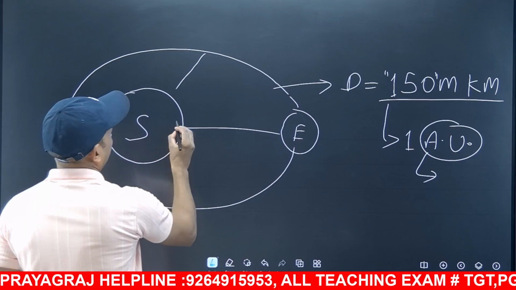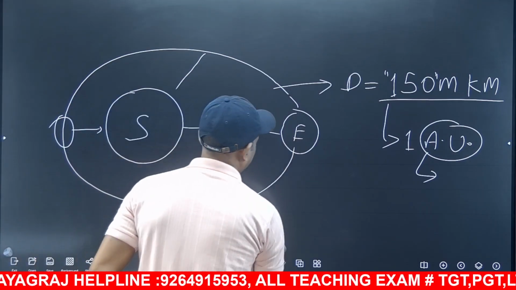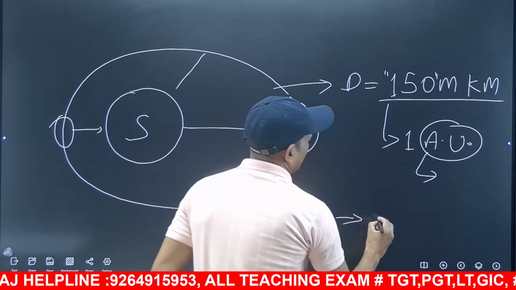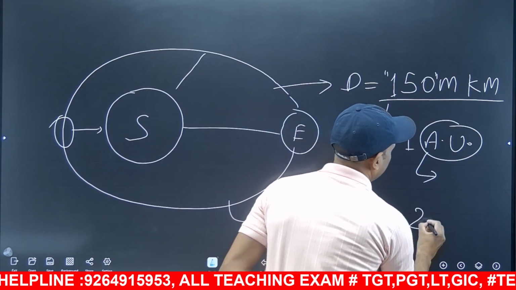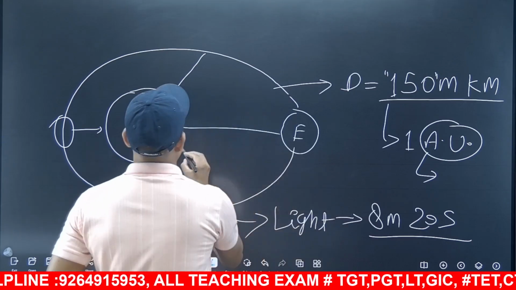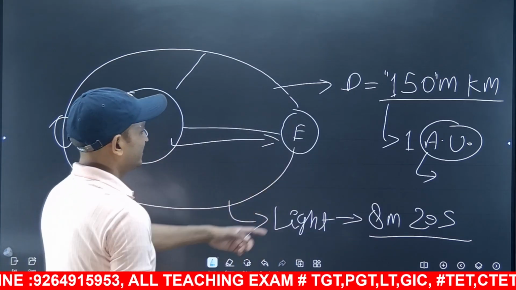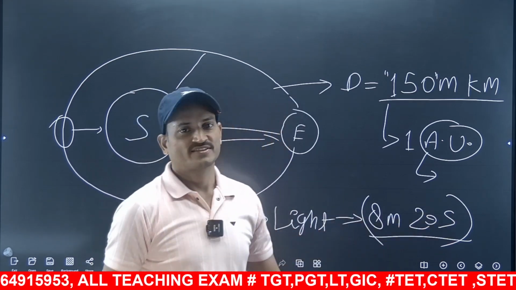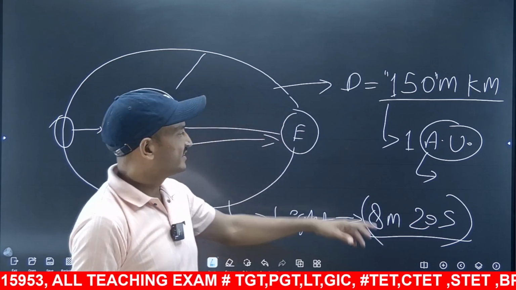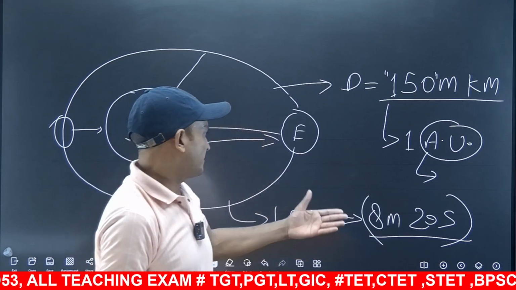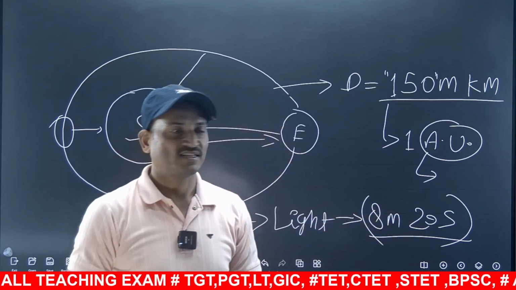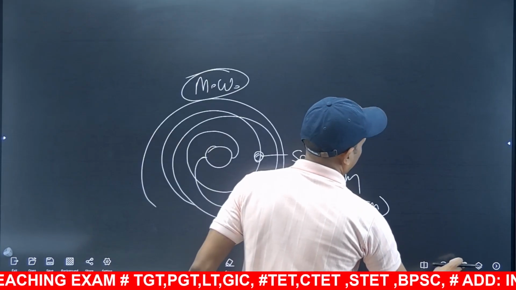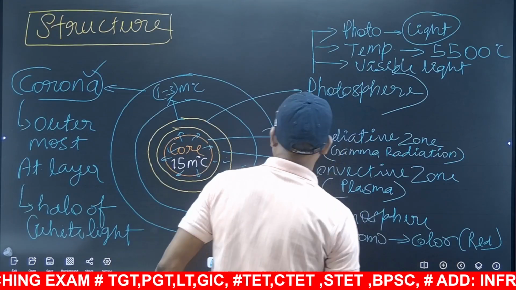And the next important thing is light. For example, light also reaches the Earth. On average, light takes 8 minutes and 20 seconds to reach from the sun to the Earth. So this is the average time taken by the light, 8 minutes and 20 seconds. This is another important fact to be remembered. This can be part of a question anytime in upcoming exams.